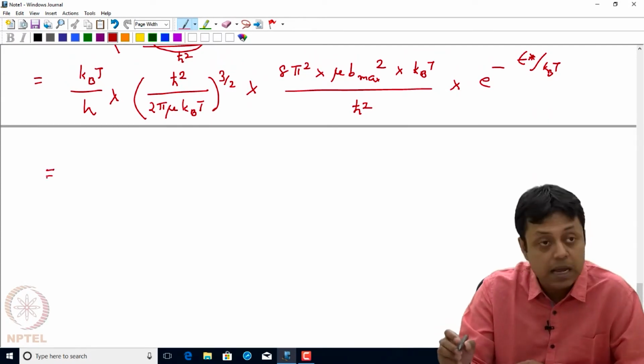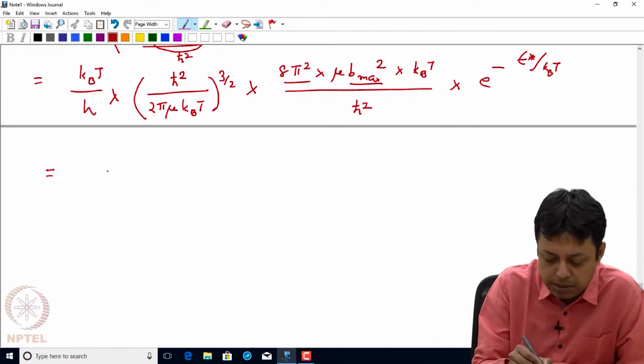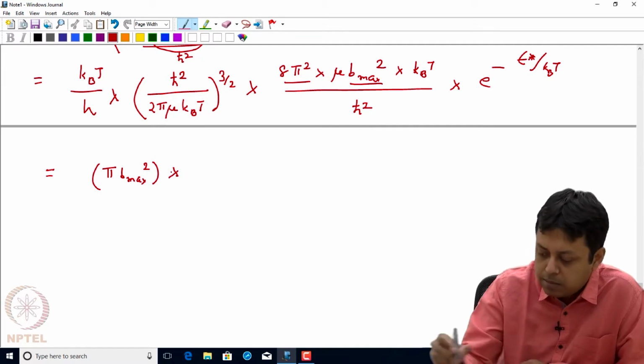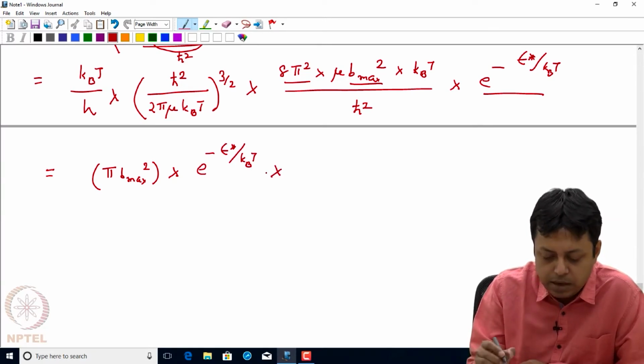So I need 1 pi Bmax squared. So I can steal 1 pi from here, and the Bmax squared also I'm just keeping. So I'm just writing it as pi Bmax squared times, I'm also keeping this thing untouched, e to the power minus e star by kBT, and then let us see what we are left with. So we are left with 1 kBT by h here.